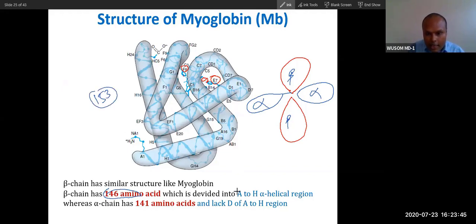It also has arms from A to H. All 8 arms are there. All 8 segments of this folded alpha helix are there. All 8 segments are present in the beta chain also. But the alpha chain differs from this. It has 141 amino acids, and the alpha chain lacks this particular arm. That is the basic difference between the alpha chain and myoglobin. But the beta chain is almost similar to myoglobin. Alpha chain has only 7 segments.